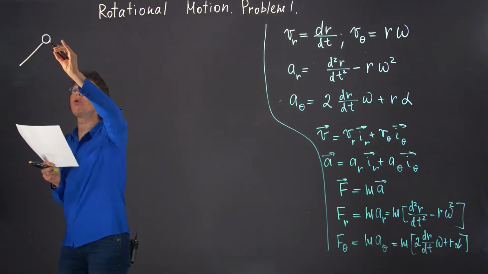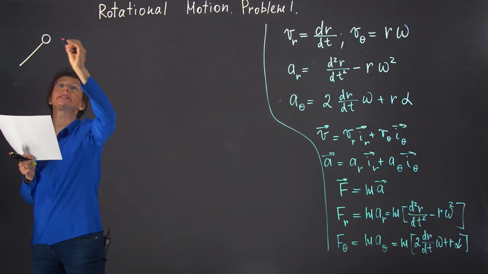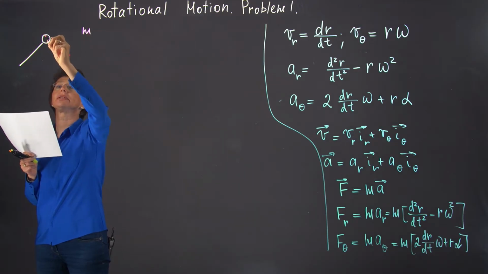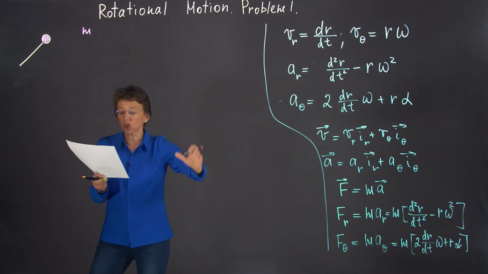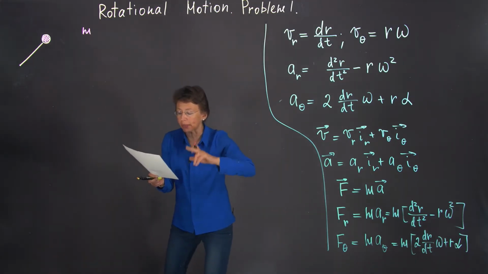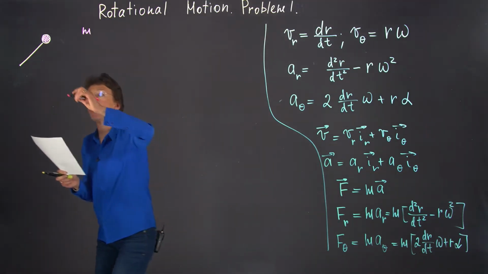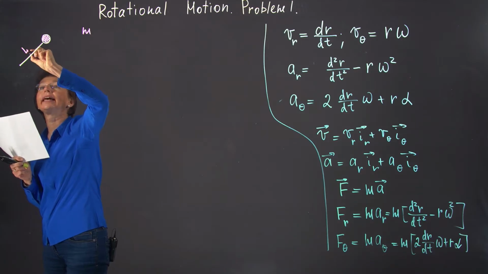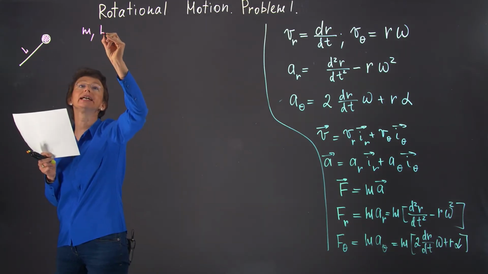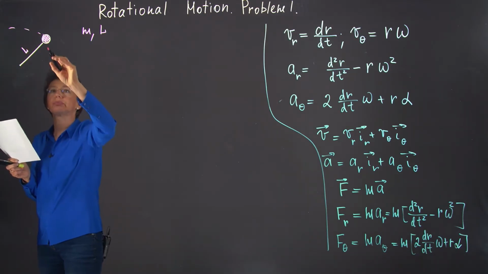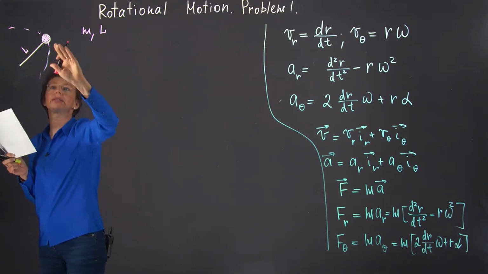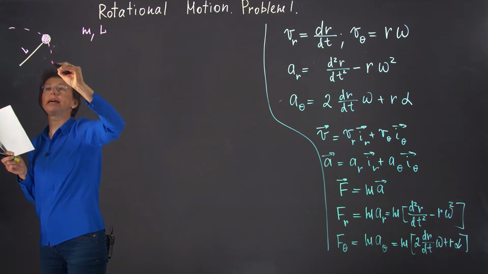A ball of mass m, this mass m is given, is swung around a circle at the end of a string of length L. Length of the string is given, and this ball goes around the circle. That's not a circle. We can do better a little bit.